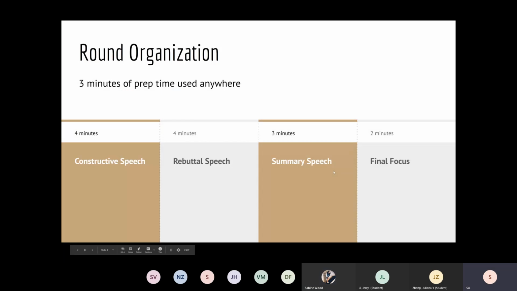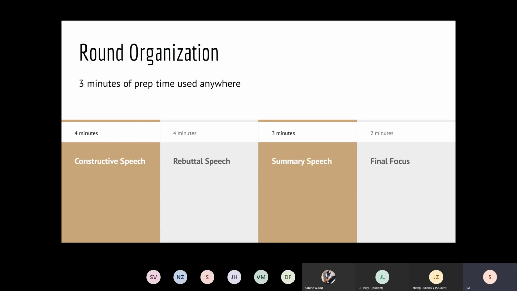Okay. Before we move on to round organization, Nicole wanted y'all to know that the resolution changed from sub-Saharan Africa to West Africa. So the new area is West Africa, not sub-Saharan Africa.